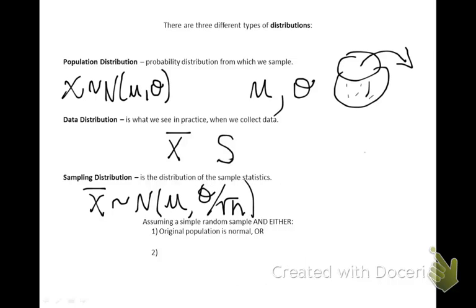For this to hold, there's two requirements. The first requirement is simple random sampling. And the second requirement falls into an OR case. You can say either the original population is normal. That would be this case. The original population was known to be normal. Or, if that doesn't hold, the other requirement would be that you have a sample size equal to 30 or larger. That means that you sampled 30 or more subjects.